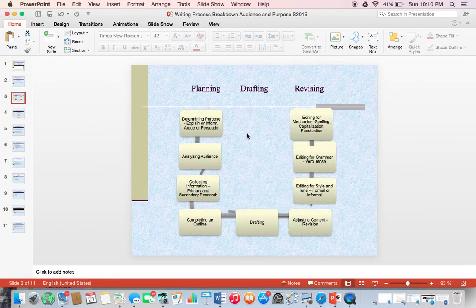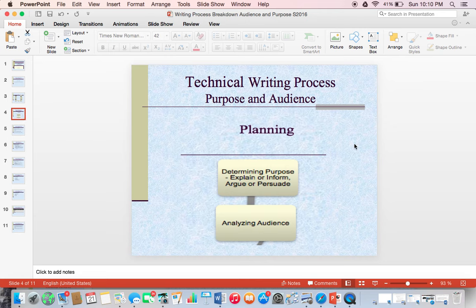You've seen this diagram of the technical writing process. This diagram or flowchart divides the technical writing process into three basic stages: planning, drafting, and revising. And within these three stages, you have 9 different steps. Today, we are going to be focusing on the first 2 steps in the planning stage of a technical writing project. These 2 steps are the determining of purpose and the analyzing of audience.